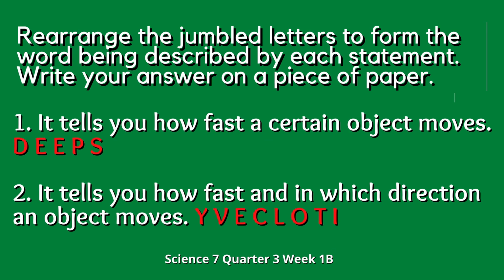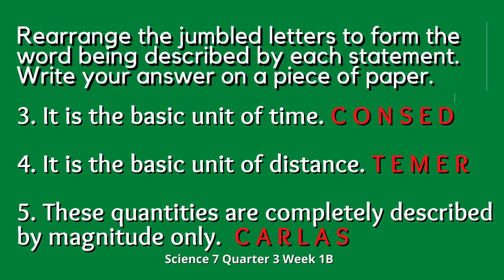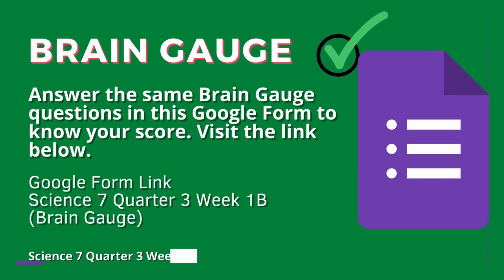1. It tells you how fast a certain object moves. D-E-E-P-S. 2. It tells you how fast and in which direction an object moves. Y-V-E-C-L-O-T-I. 3. It is the basic unit of time. C-O-N-S-E-D. 4. It is the basic unit of distance. T-E-M-E-R. 5. These quantities are completely described by magnitude only. C-A-R-L-A-S.